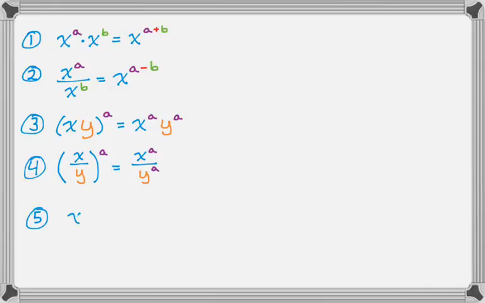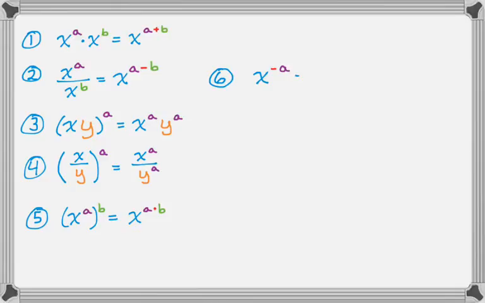A fifth rule that we're going to use is what I call a power to a power. So we have x to the a, the whole thing raised to the b. The parentheses there are really important. It's not x to the a to the b, it's the quantity x to the a, raised to the b. And you're going to multiply the exponents.